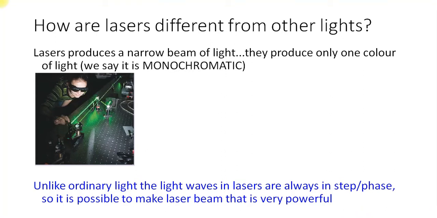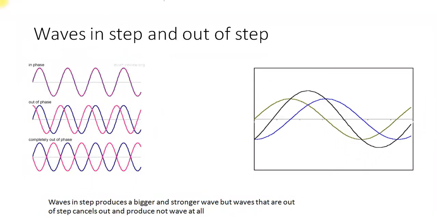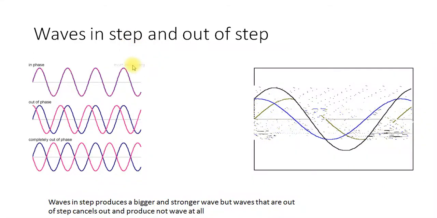Okay, of course, light of one color is called monochromatic. Unlike ordinary light, the light waves in a laser are always in step, or we can say in phase. So it's possible to make a laser beam that is very powerful and can penetrate objects. Now let's have an idea. This is an idea of waves that are in step or in phase.